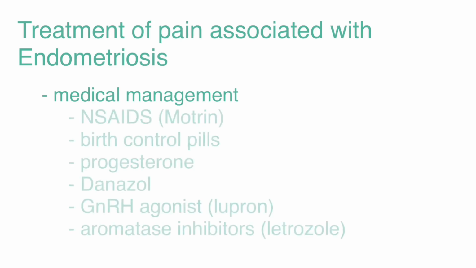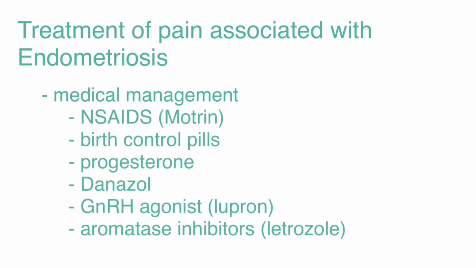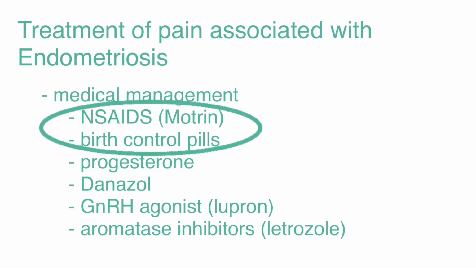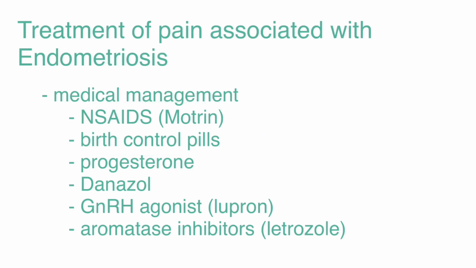Treatment options generally include NSAIDs, birth control pills, progesterone, danazol, GnRH agonists such as Lupron, and aromatase inhibitors. For mild symptoms, treatment usually starts with NSAIDs and birth control pills. Medical treatment is commonly used to relieve pain associated with endometriosis, but medical management has not been shown to improve fertility. This is primarily because medical management for endometriosis typically involves suppressing ovulation or the release of the egg.